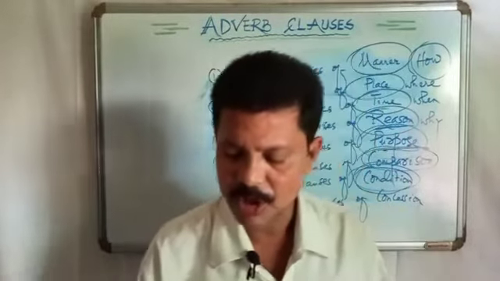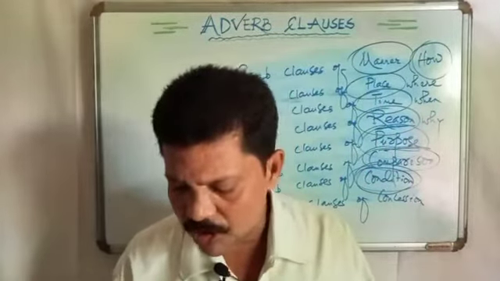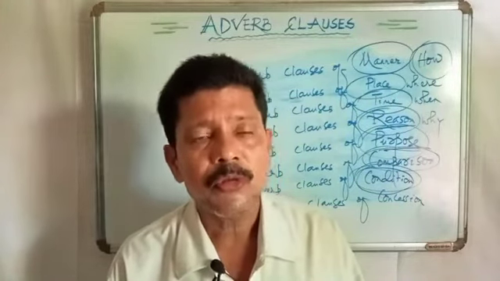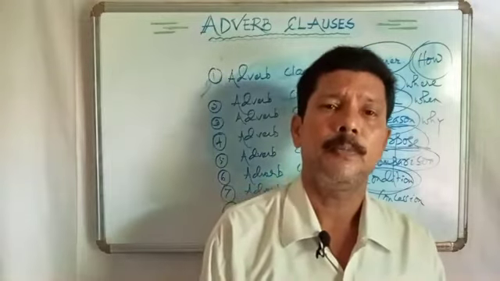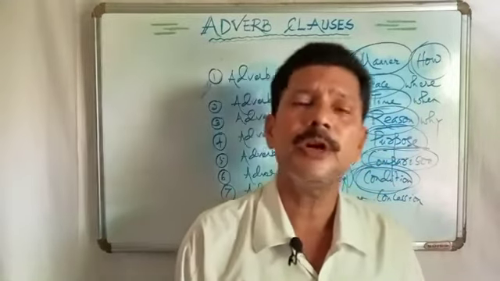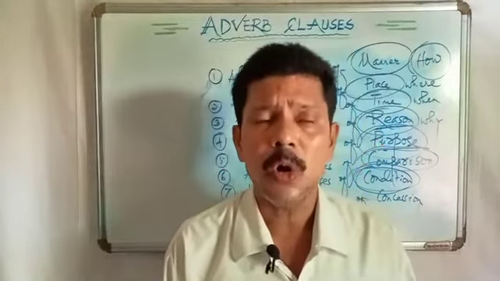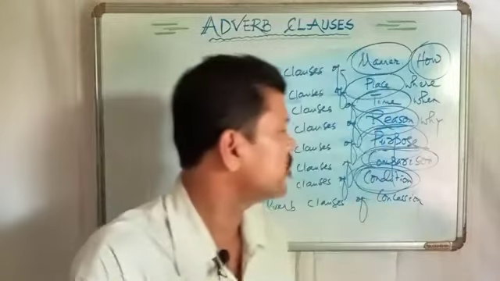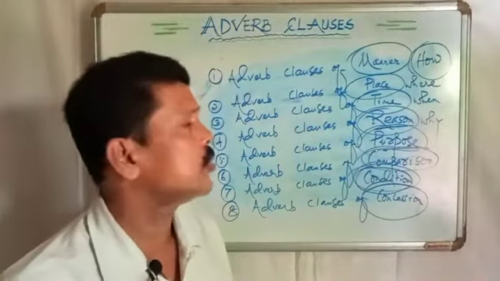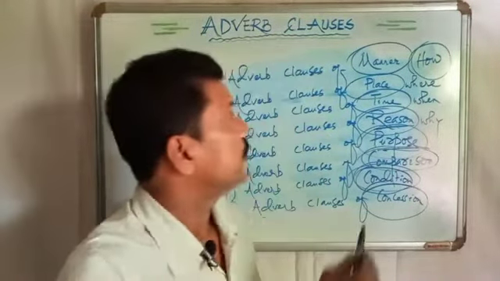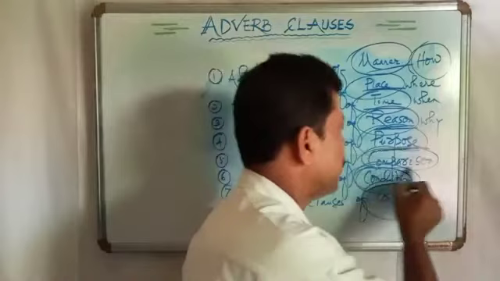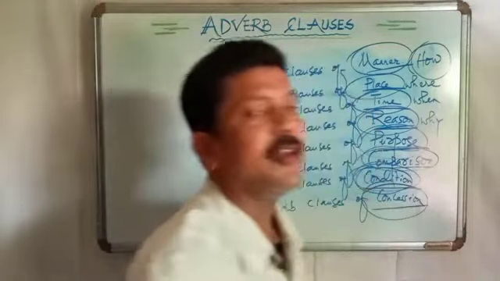Then another adverb is concession. In concession adverb, we see words like although, though. Though he is poor, he is happy. Although and though, such words are called concession adverb. So adverbs are classified into 8: manner, place, time, reason, purpose, comparison, condition, and concession.